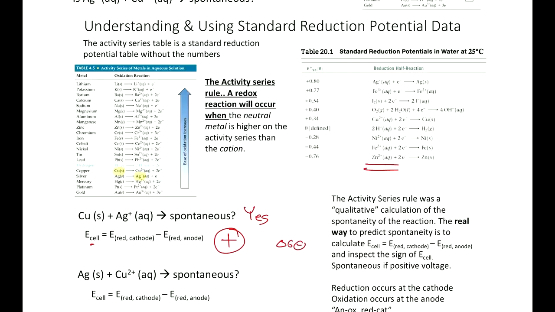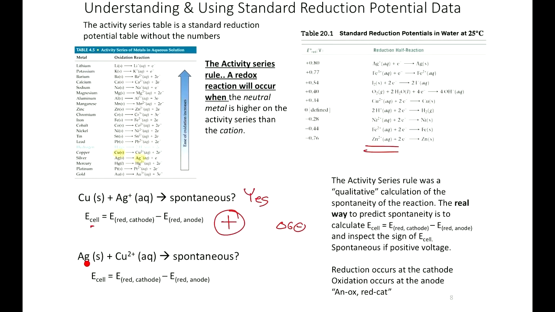Everything's related, right? But didn't we just say, when we mix silver solid and copper 2+, so what's in pink here, is that reaction spontaneous? No redox reaction will occur because the cation is higher on the activity series. So if that reaction is not spontaneous, delta G is a positive number. What we'll also see is that when you calculate E cell, you get a negative number. That means there's no way to get a spontaneous positive voltage, and so delta G is a positive number as well.